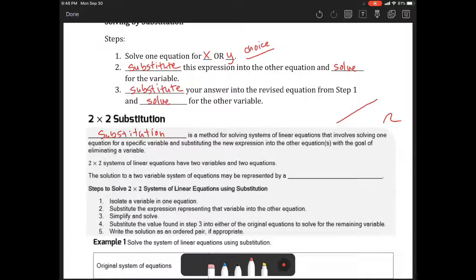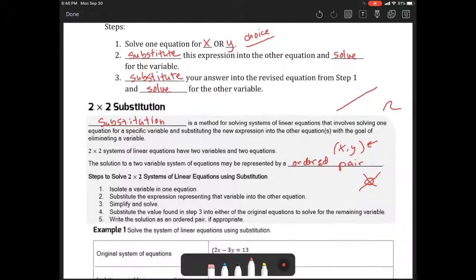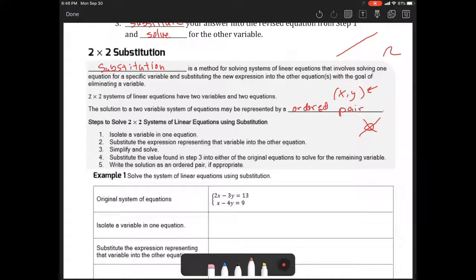So we're working with 2x2 systems of linear equations. That means they have two variables and two equations. The solution to a two-variable system of equations may be represented by an ordered pair. When I say it's represented by an ordered pair, that's your solution, which is what we did when we did our graphing, which is our x and our y. So the solution we got from our intersecting points is an ordered pair, and that's our solution.